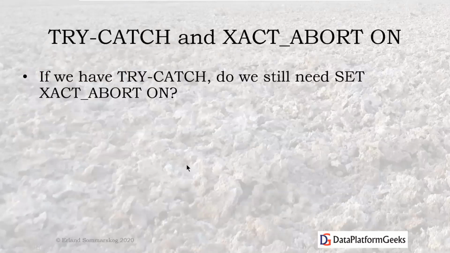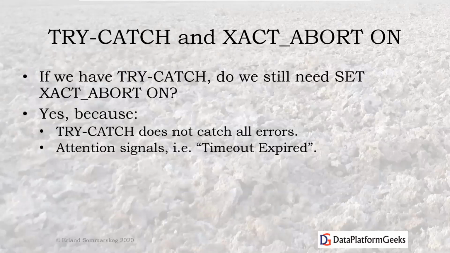So then you may ask now, but if I have try catch, do I really need exec abort on? Yes, you need it, because as we have seen, try catch does not catch all errors. So some might still slip through the cracks that way, but they could be handled thanks to exec abort on. And also we have these attention signals, timeout expired. That's why we need exec abort on. So we need both try catch and exec abort on in our application code.